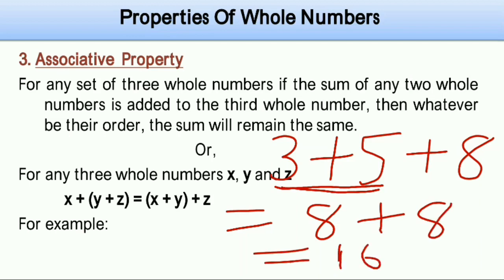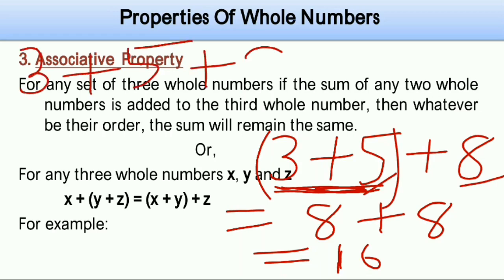Actually here we can take any two numbers. Here we can change the grouping of the numbers in the addition. Here I had made the group of 3 and 5. We can make the group of 5 and 8 also. Let's see, the same numbers I am going to write: 3, 5 and 8. At first we had taken the group 3 and 5. Now I will take 5 and 8. I have just changed the grouping of the numbers.